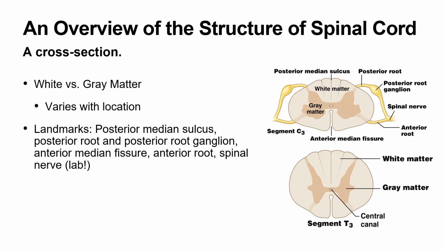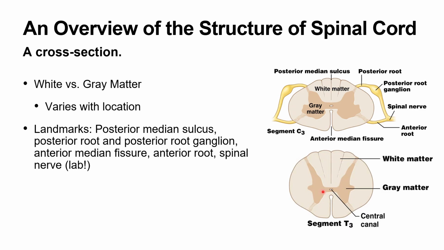Let's take a look next at the cross-section of our spinal cord. Up on top, we have our cross-section of the cervical spinal cord, and on the bottom, we have our cross-section of the thoracic spinal cord. You can see this by looking at segment C3 of the spinal cord up top, and segment T3 of the spinal cord down on the bottom. Now, these are not quite to scale. The bottom part has been enlarged to show more of the detail.